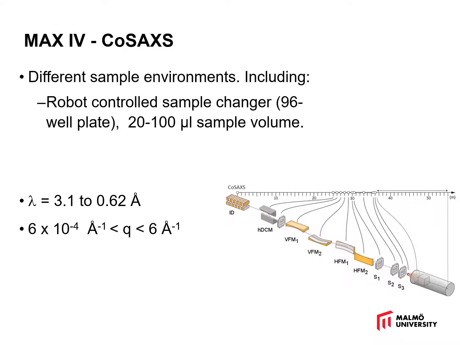The CoSAXS beamline at MAX IV is a variable wavelength pinhole camera on a synchrotron. It can cover quite an impressive Q range and will have many interesting and useful sample environments. In this case, I've just picked out one, which is a robot-controlled sample changer, which is extremely good for doing small angle scattering from solutions and form factor scattering.